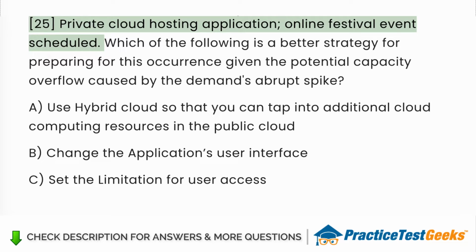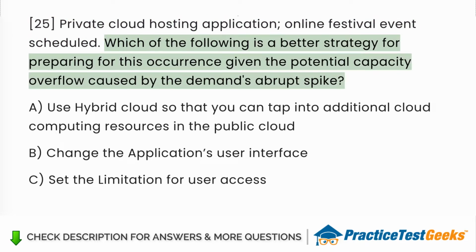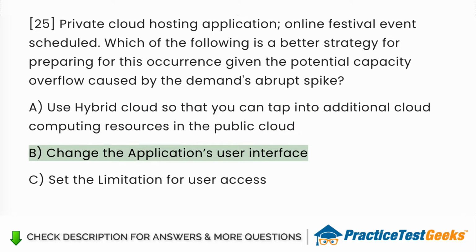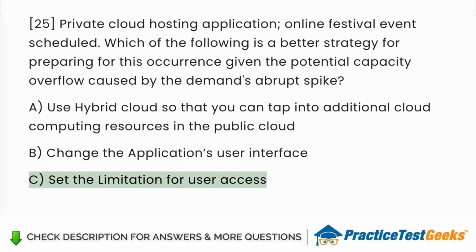A private cloud hosting application has an online festival event scheduled. Which of the following is a better strategy for preparing for this occurrence, given the potential capacity overflow caused by the demand's abrupt spike? A. Use hybrid cloud so that you can tap into additional cloud computing resources in the public cloud. B. Change the application's user interface. C. Set the limitation for user access.